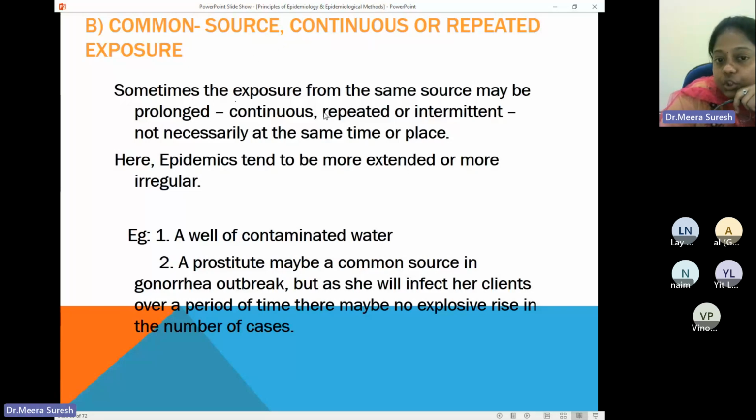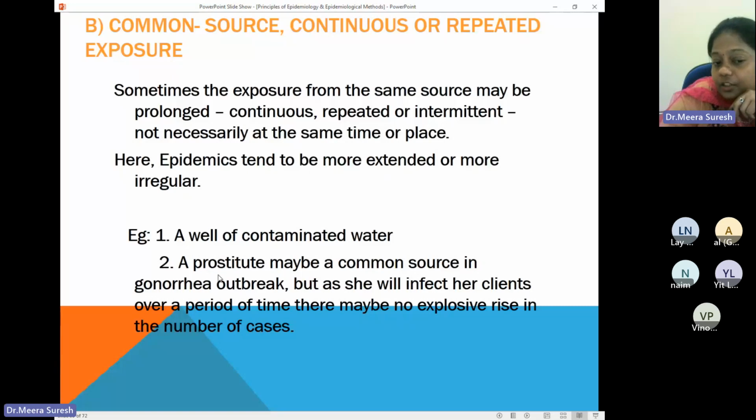So sometimes the exposure from the same source may be prolonged, continuous, repeated, or intermittent, and not necessarily at the same time or place. Here, epidemics tend to be more extended or more irregular. That is, it will not finish in one incubation period because there is a continuous exposure.